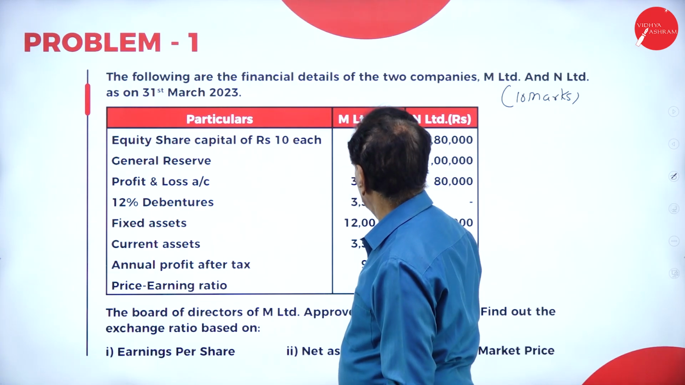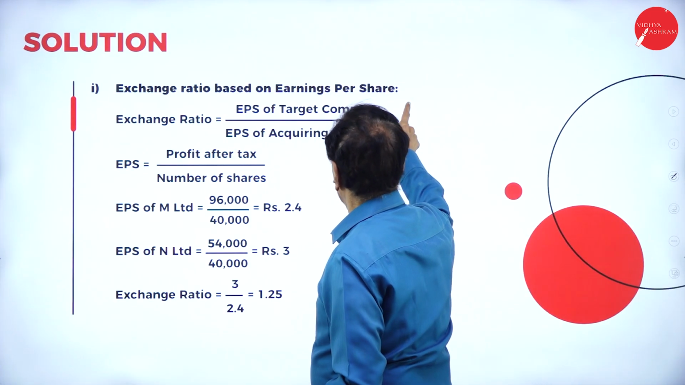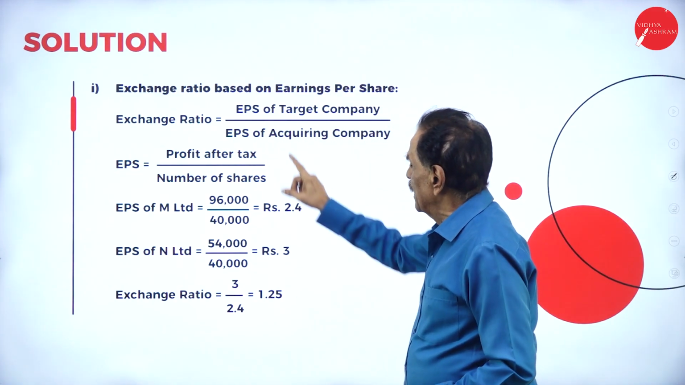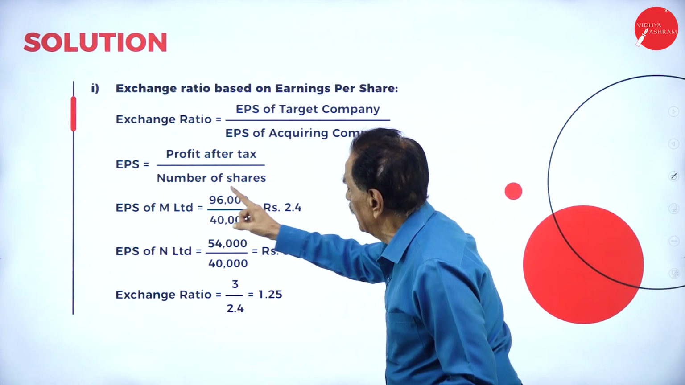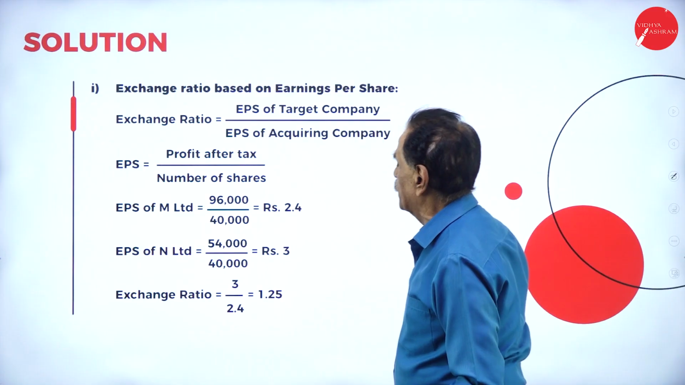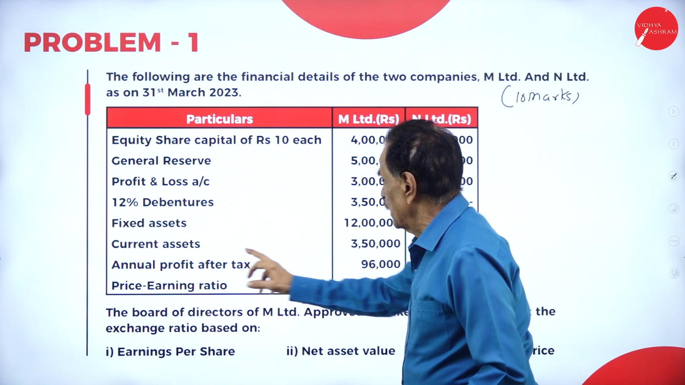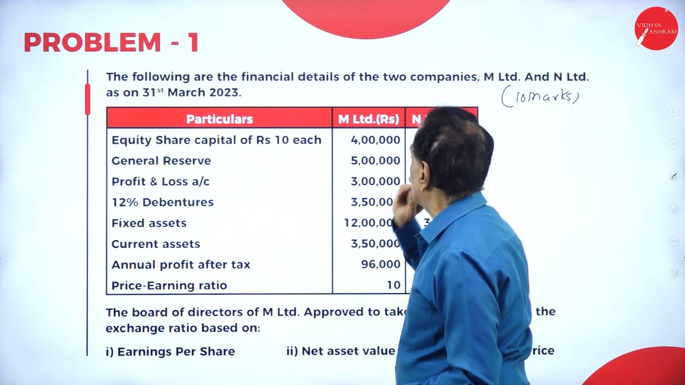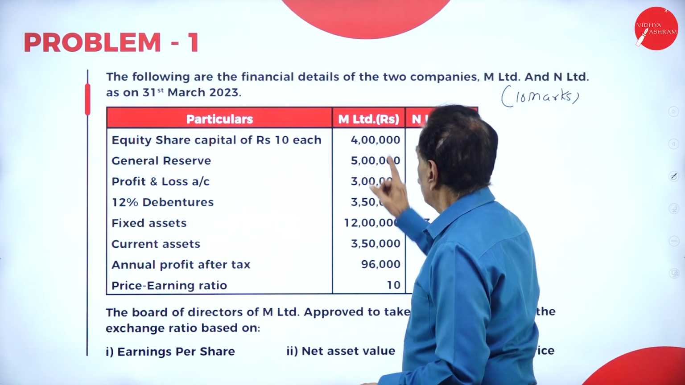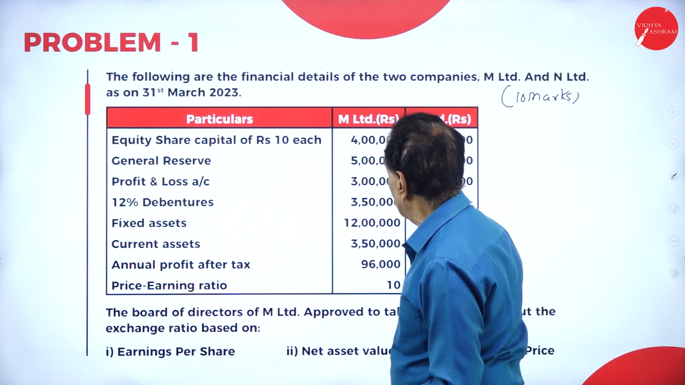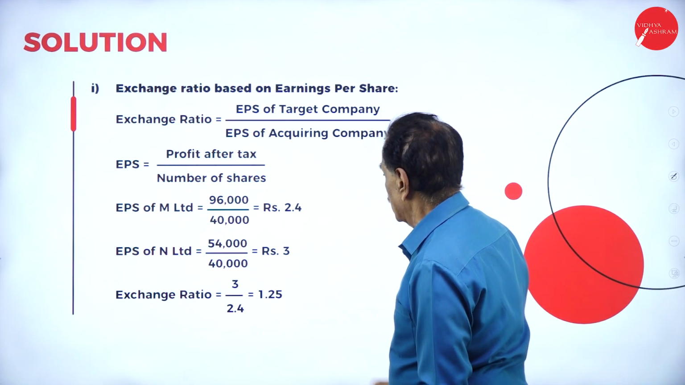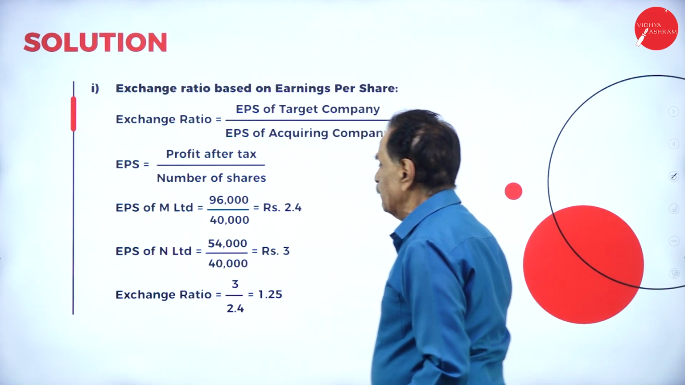Here, come back to the first problem. Exchange ratio based on earning per share: earning per share of the target company divided by earning per share of acquiring company. EPS means profit after tax divided by number of shares. Profit after tax is 96,000 divided by 40,000. See that? 4 lakh divided by 10 is 40,000 shares. 96,000 divided by 40,000 shares works out to 2.4 rupees.